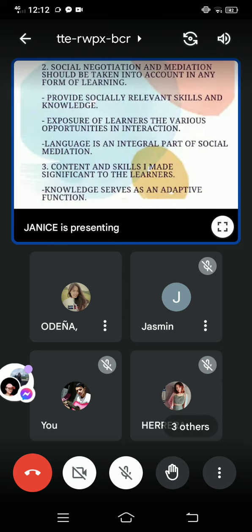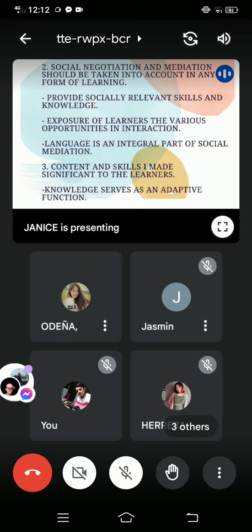Number 3, content and skills are made significant to the learners, regardless of types of constructivism. It emphasizes the importance of knowledge since it serves an adaptive function. Knowledge could enhance one's adaptation and functioning. Thus, it is necessary to the individual's current situation, condition, and even goals.